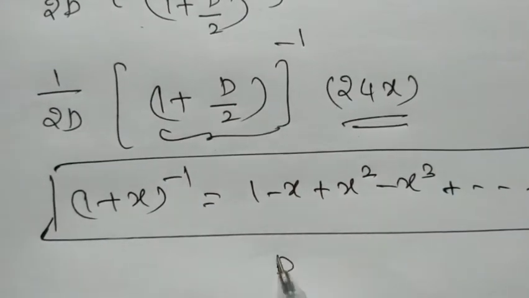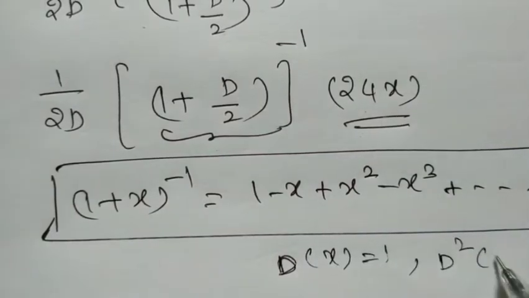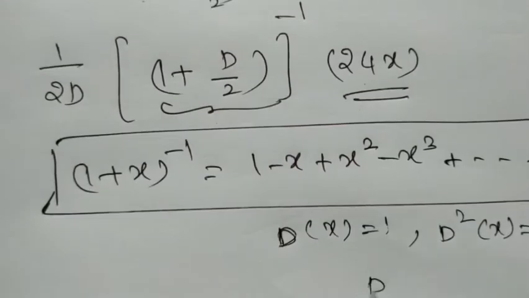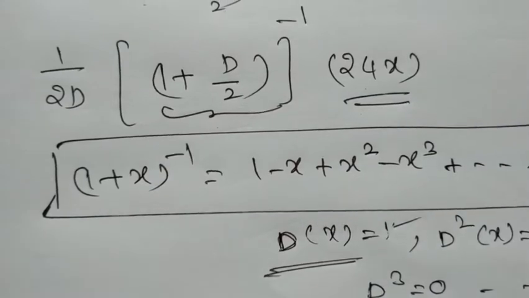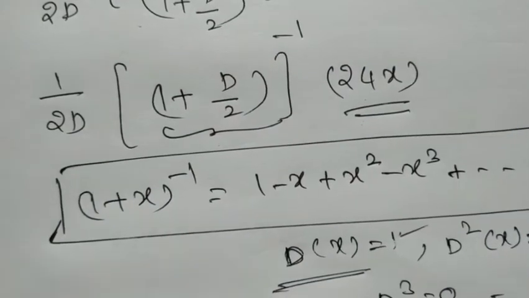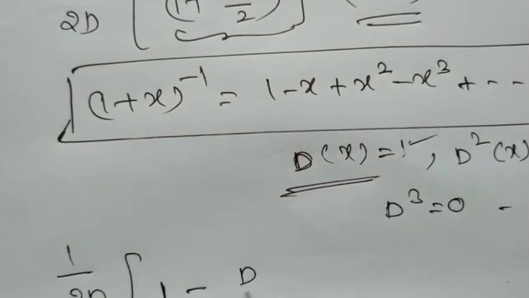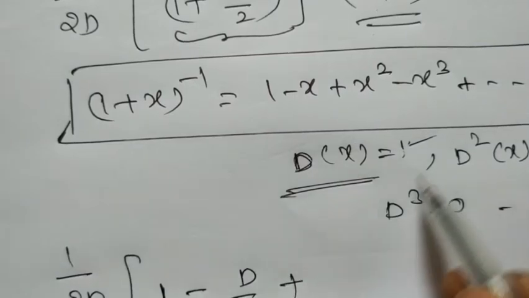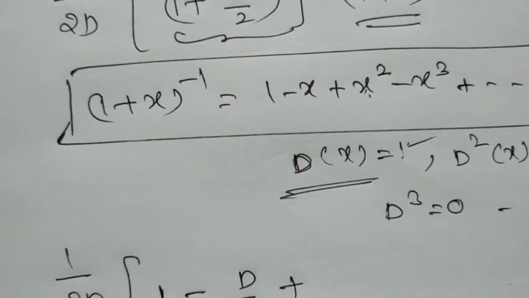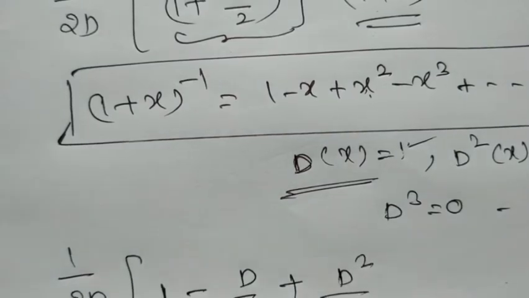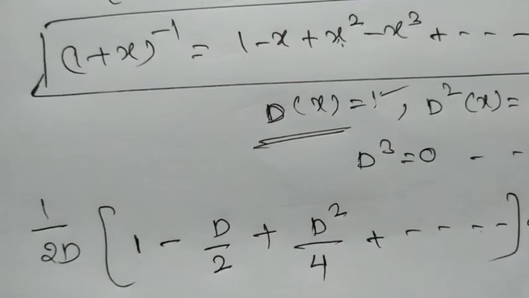So d of 24 is constant. d of x equal to 1 and d square of x equal to 0 and d cube of x is also 0. So here write only up to d square terms. So 1 by 2d of the expansion: 1 minus d by 2, plus the next term, d square by 2 whole square, so d square by 4, plus and so on. So here 1 into 24x.